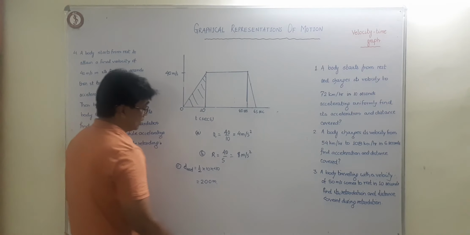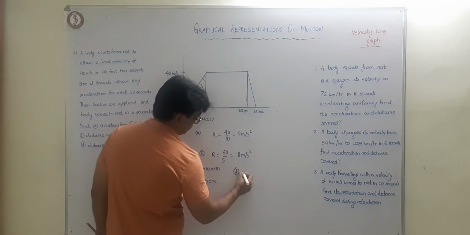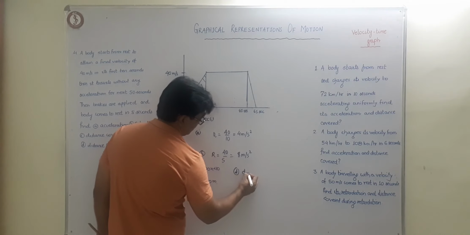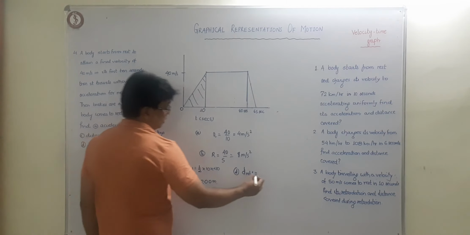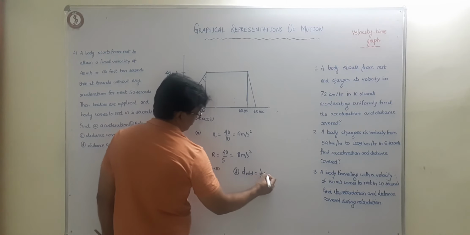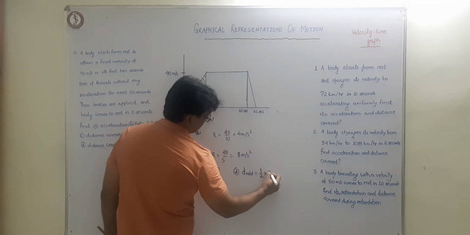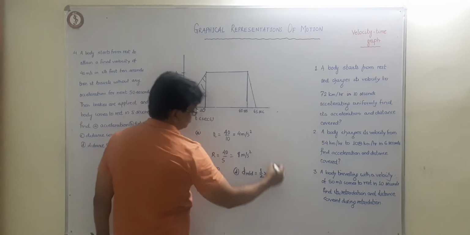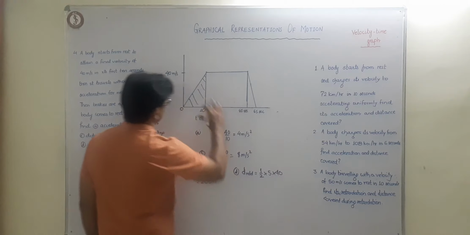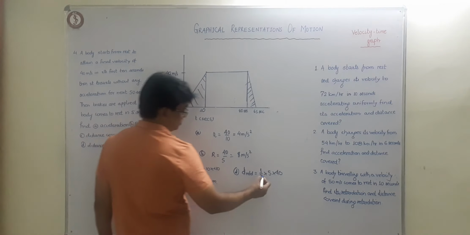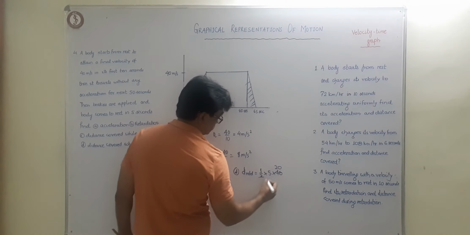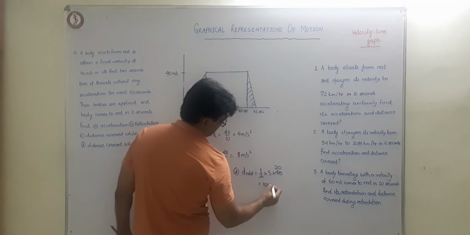Distance covered while retarding will be equal to, this is distance retard. So distance covered while retarding will be half, base is 5 here and perpendicular is 40. So I am basically using this area. How much is this? 100 meter.